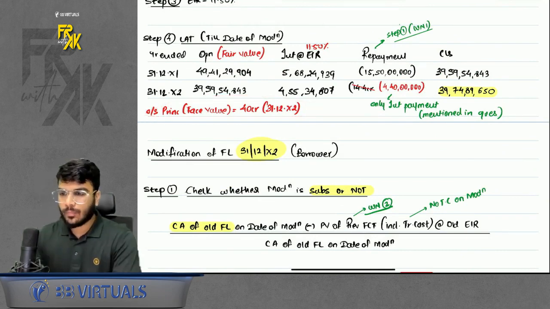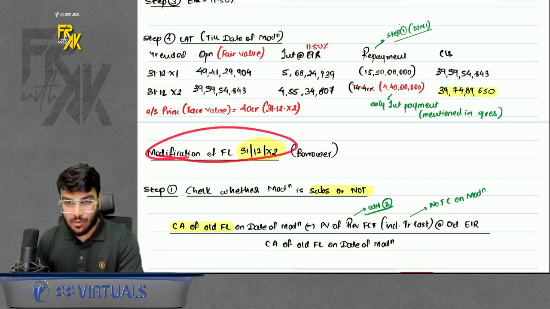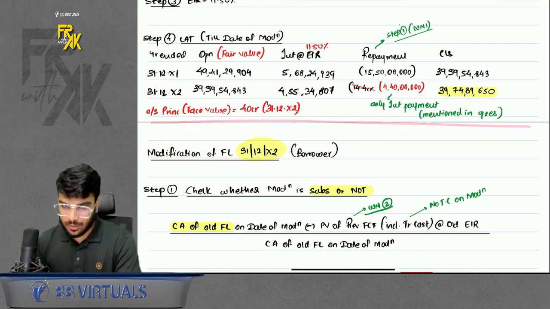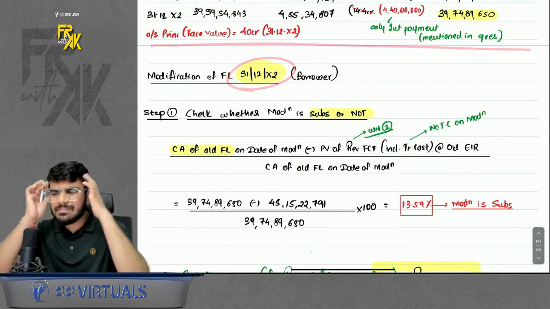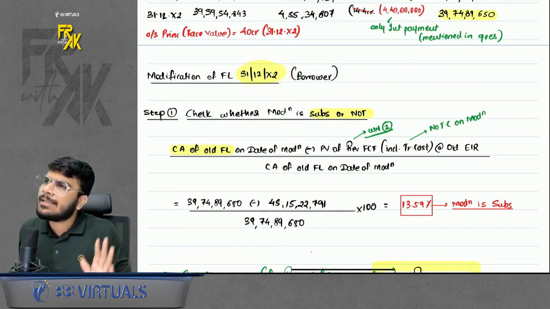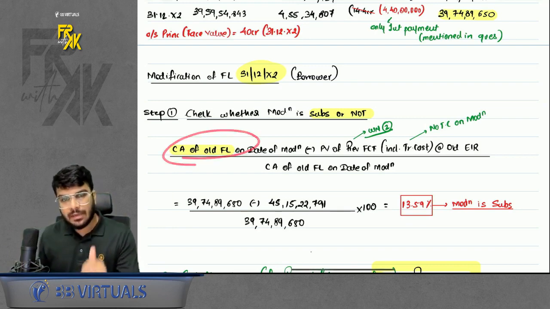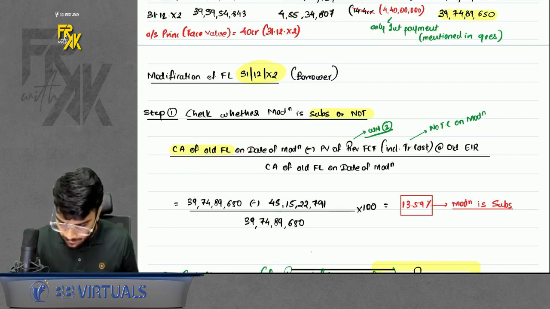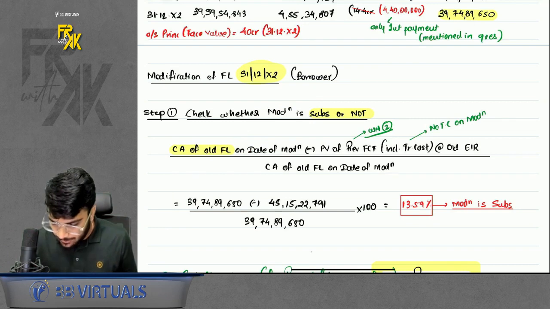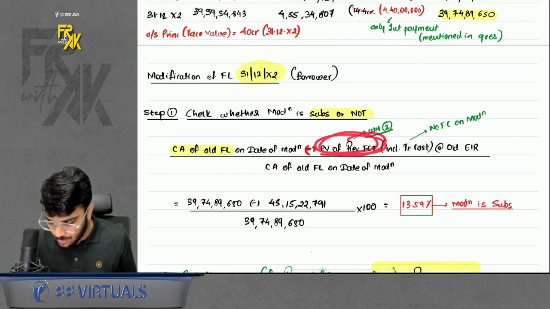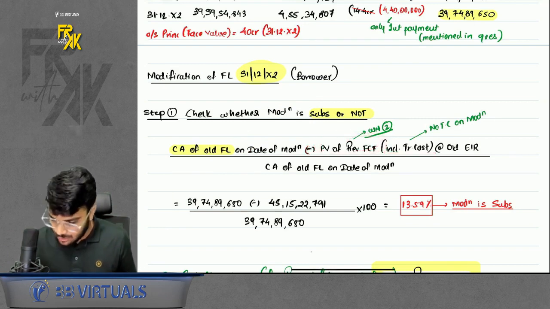Yes. Now we will do the modification accounting. So this was the before modification accounting. Now under modification, just remember the steps. What was step number 1? Step number 1 was to check whether it is substantial or not. So check it. First we need the carrying amount of the old financial liability. We already have it through LAT. Then we need the present value of revised future cash flows, including transaction cost, at the old EIR.